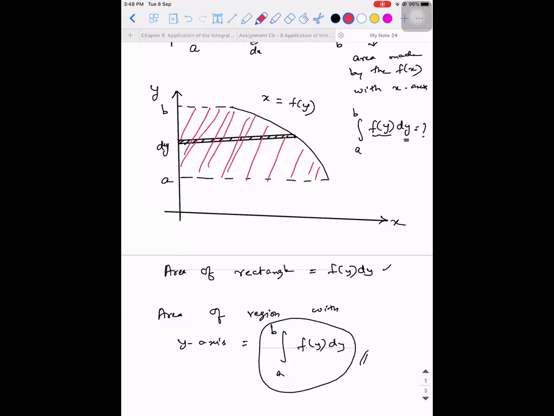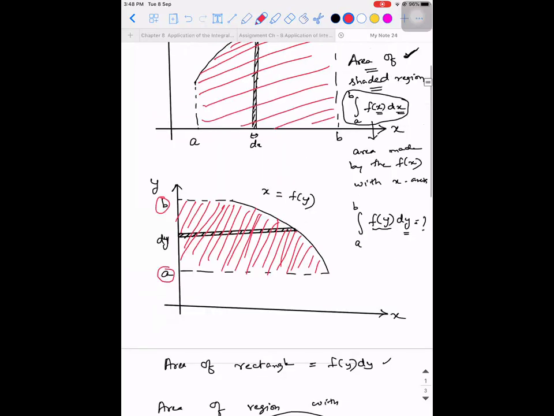If I want the total area of this region, that is the area made by the curve with respect to y-axis, then you need to write integral of a to b. To be careful, here a and b represent the limits of y-axis. Integral of a to b f of y dy will give us this area. That is what I'm trying to say.